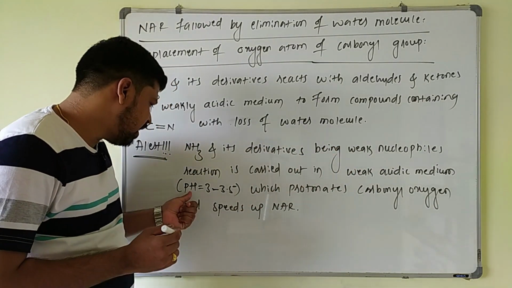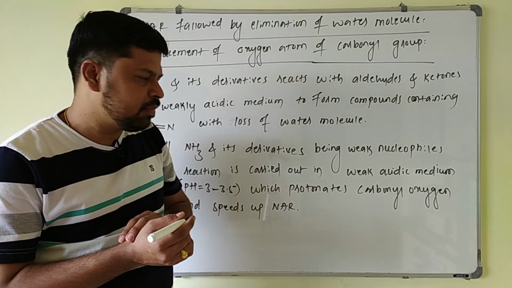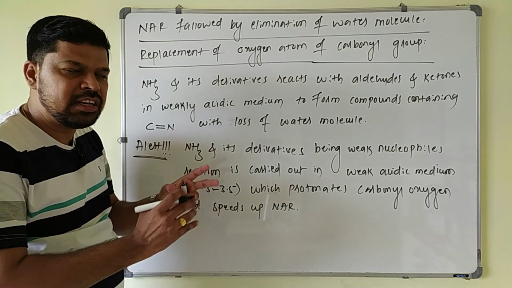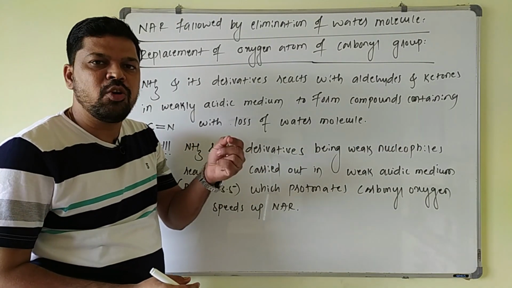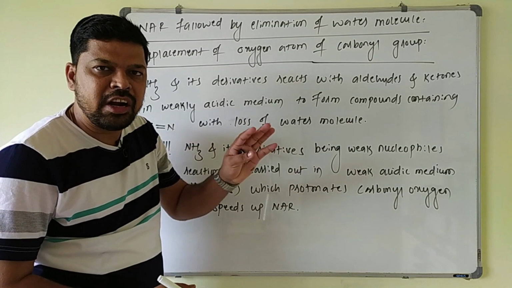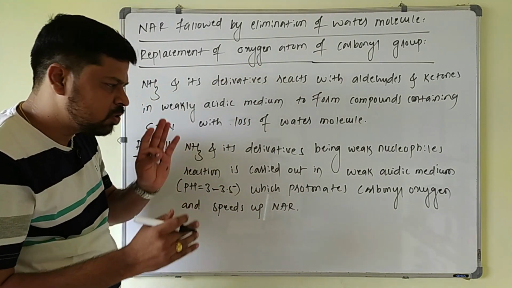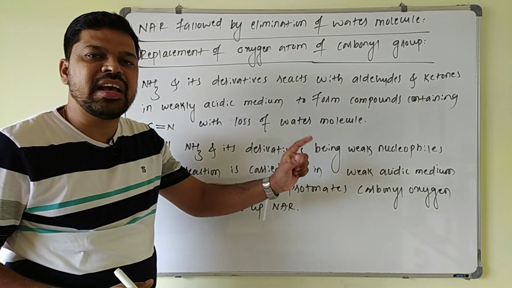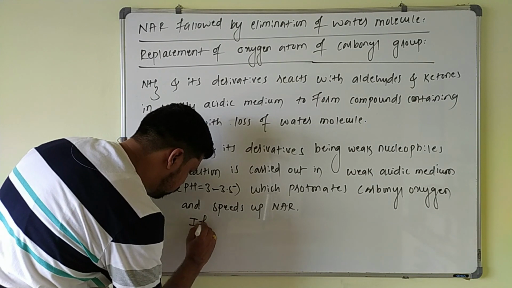Here one point you have to remember, the acidic medium must be very weak. Its pH must be around 3 to 3.5. If you use a very strong acidic medium, this ammonia, being a Lewis base, will react with acid to form the salt. Once it forms the salt with acid, the lone pair of electrons on the nitrogen are not available. Then ammonia will not react with aldehyde and ketone. So always a weak acidic medium is used here.